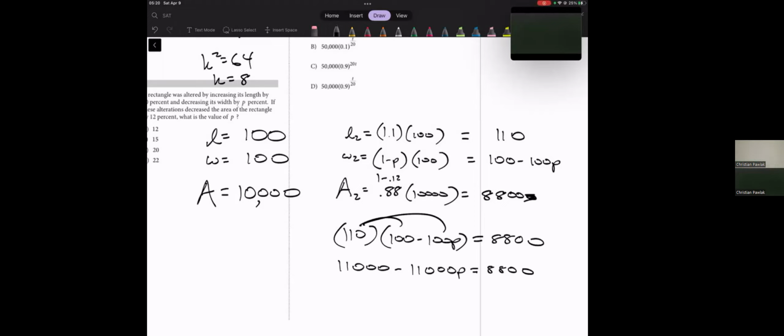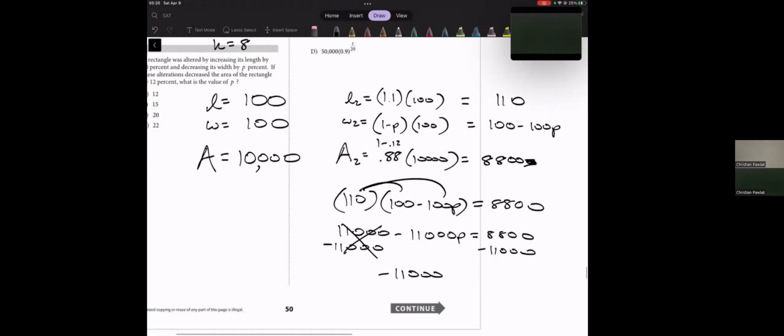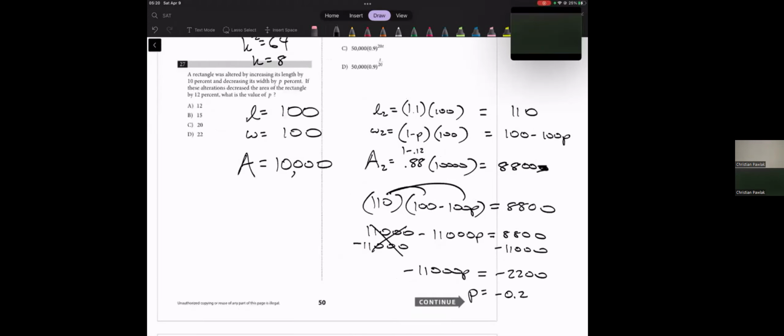I'm going to subtract. So I need my calculator here. Subtract 11,000. 8,800 minus 11,000 is negative 2,200. And I'm going to divide that by negative 11,000. And I get p is equal to 0.2. So that means what is the value of p? It's got to be 20%, right? Because the value of p is 20%, because it did say p%.